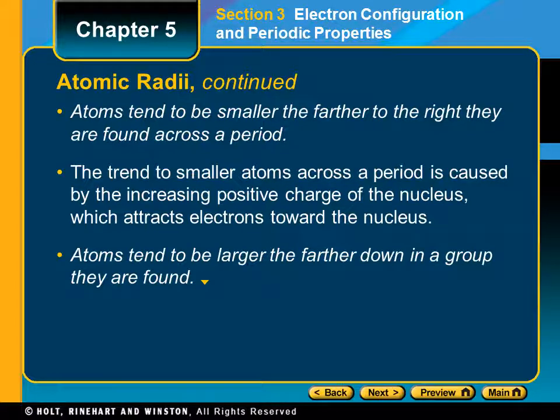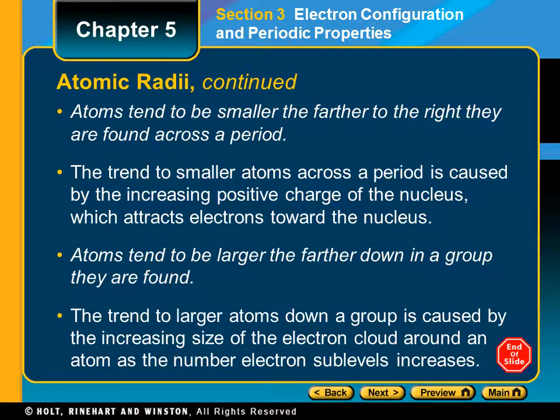Atoms tend to be larger the farther down in a group they are found. So the atoms at the top of the group are going to be smaller than they are at the bottom of a group. The trend to larger atoms down a group is caused by increasing size of the electron cloud around an atom as the number of electron sublevels increases. So hopefully that makes sense.